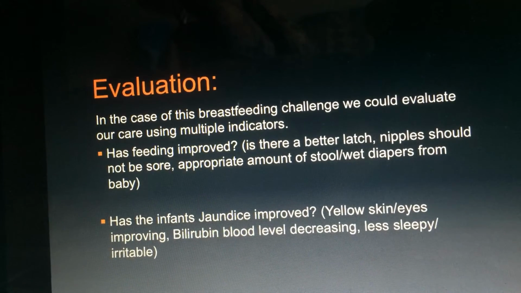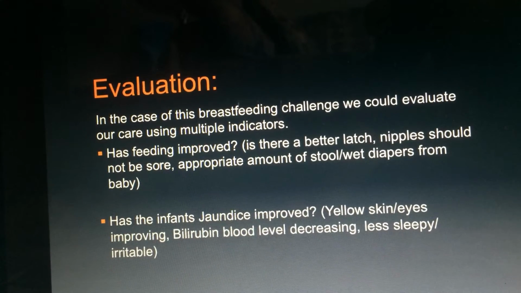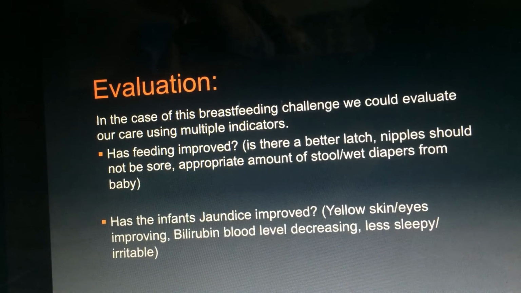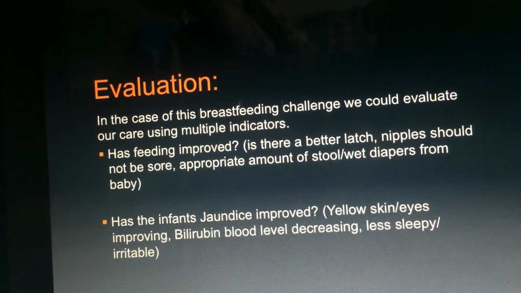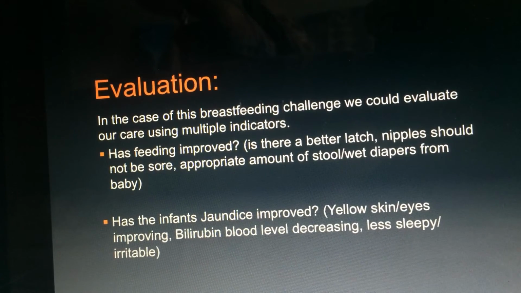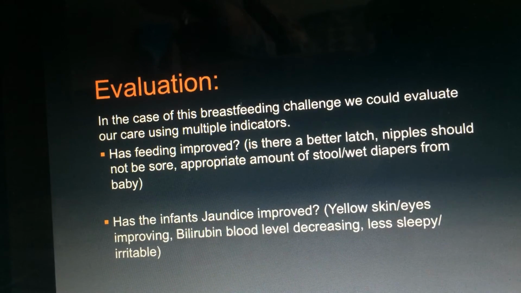We can also assess if the infant's jaundice has improved by seeing if yellowing of the skin and eyes has gotten better, are bilirubin levels decreasing, and is baby less sleepy and irritable and feeding better. Overall, we can see how the breastfeeding challenge of flat nipples, which can lead to feeding difficulties, can also contribute to newborn jaundice.